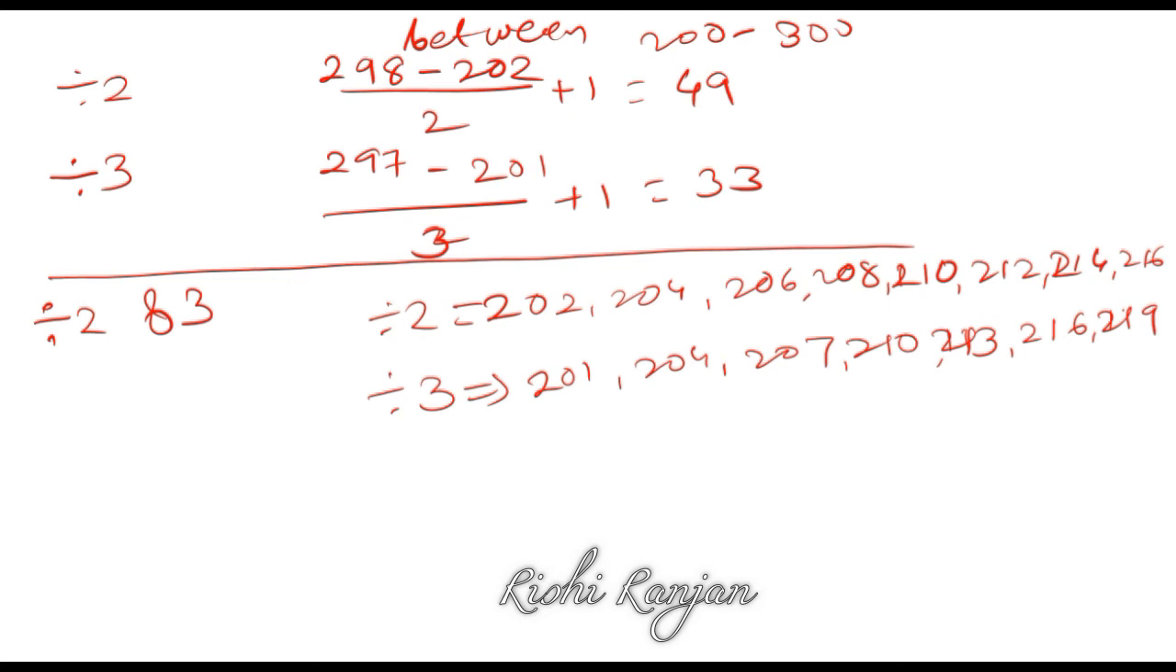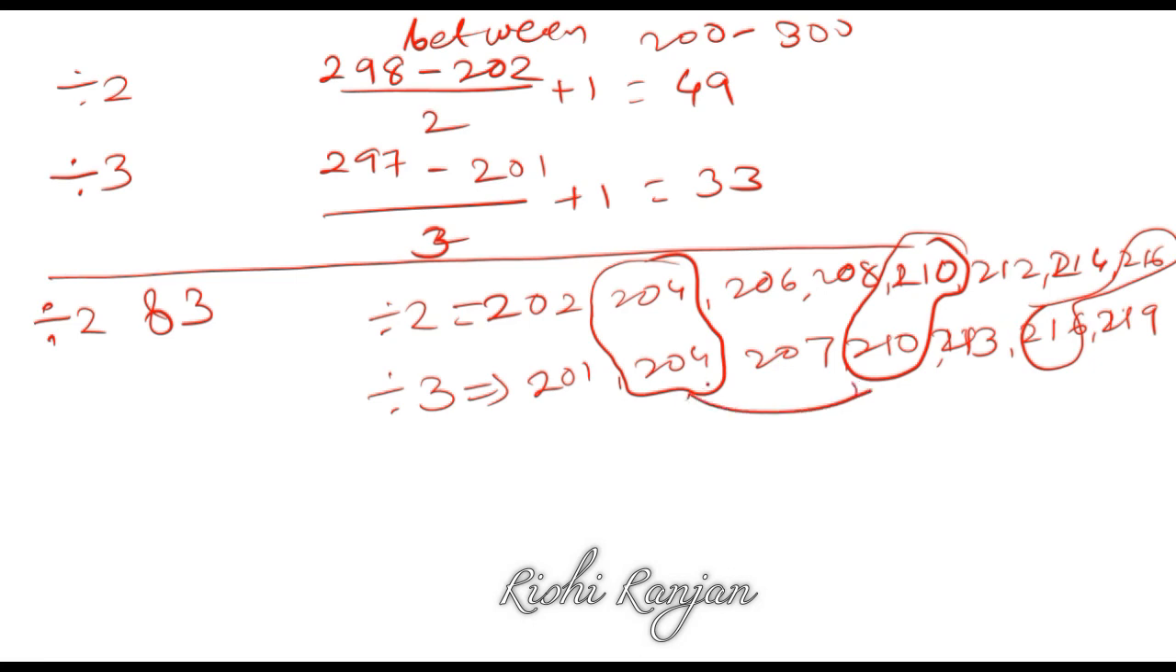If you notice properly, you can see 204 is divisible by both of them. Similarly, 210 is divisible by both of them. Once again, 216 is divisible by both of them. These are the numbers divisible by both of them. Aren't they asking the same question? Numbers which are divisible by 2 and 3, both of them. And which are the numbers divisible by both of them? 204, 210, 216. Aren't these numbers actually divisible by 6?